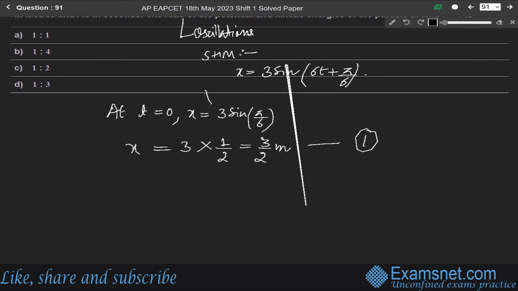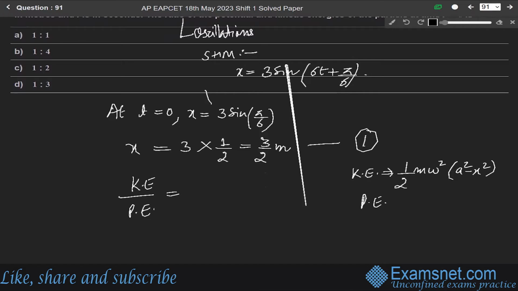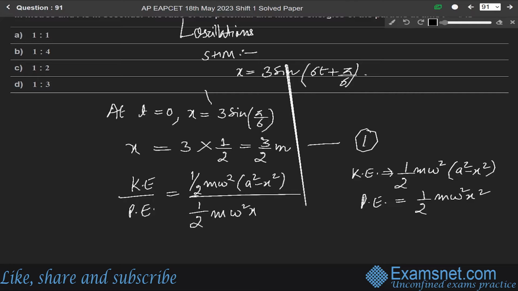Okay, now the ratio of kinetic energy to potential energy will be equals to, since kinetic energy for such type of simple harmonic motion will be half m omega square, a square minus x square. This is the very general formula, we all know this. And the potential energy is what? Half m omega square into x square. Okay, so dividing the kinetic energy by potential energy, we get 1 by 2 m omega square, a square minus x square, over 1 by 2 m omega square into x square.